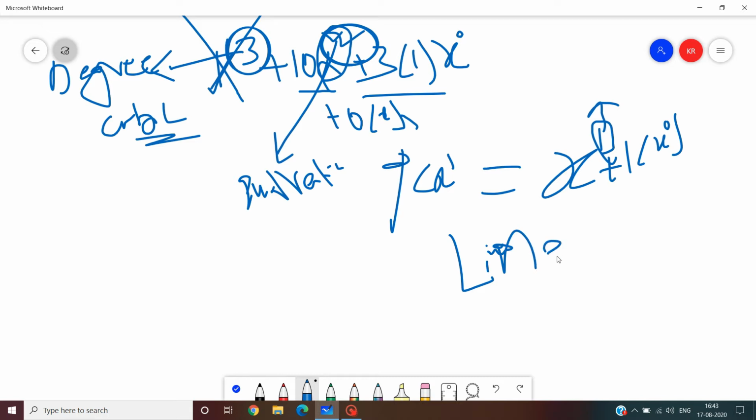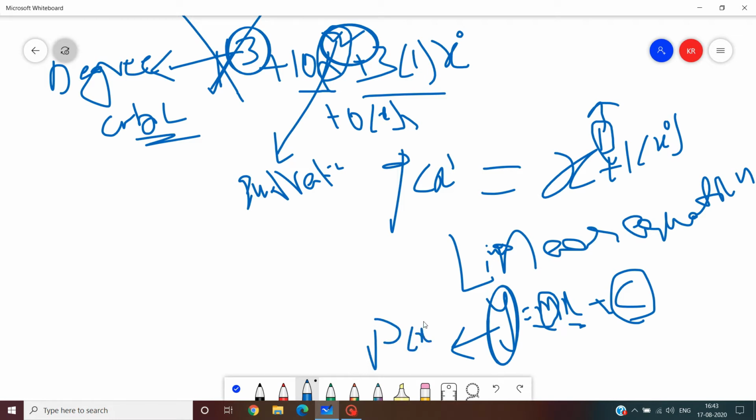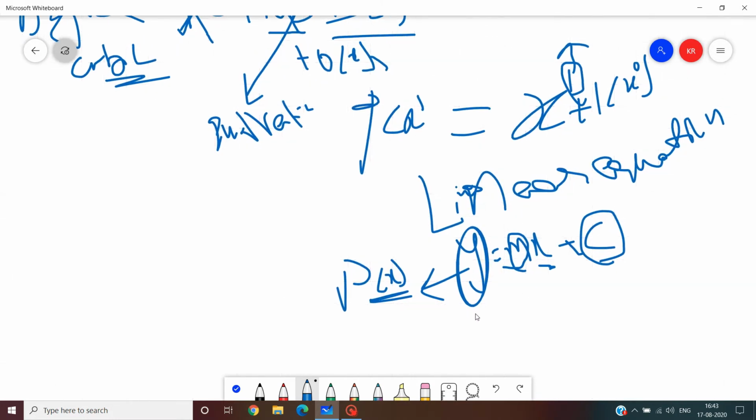Linear equations are also known as straight line equations, because we know that the straight line equation is y equals mx plus c. So here x is the unknown term, m is the coefficient of x, and c is the constant term. Here y is taken because y is equal to p of x, because in order to plot a graph, you are taking the reference value of y.